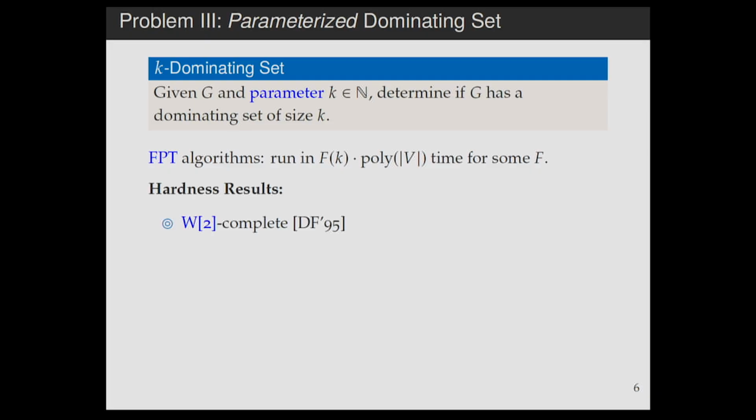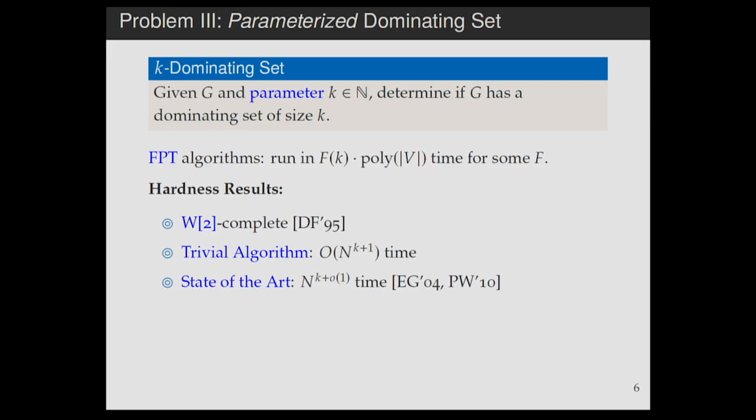And this was already mentioned yesterday as well, that this problem is complete for the class W[2]. And of course, there is a trivial algorithm for this problem, which is just to enumerate all possible k-size subsets and then check whether it's a dominating set. So you have to enumerate n^k possibilities, and the checking takes another n time, so that's why it's n^(k+1).